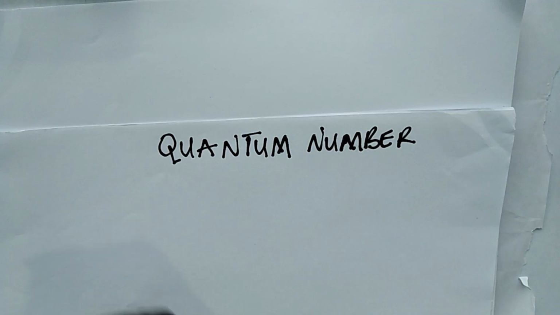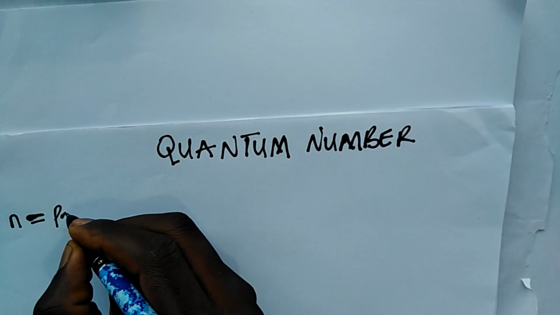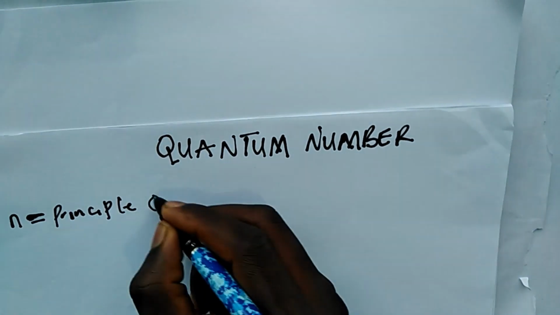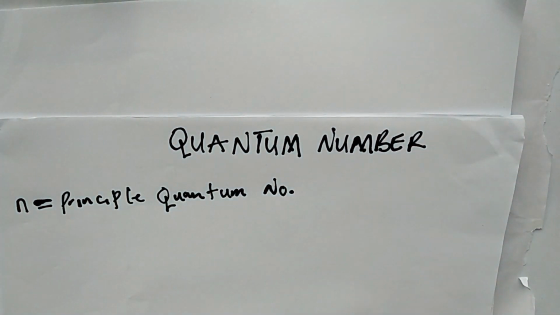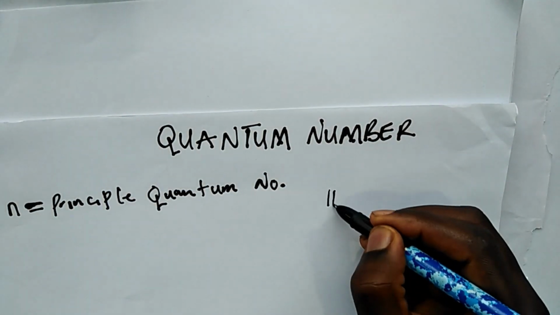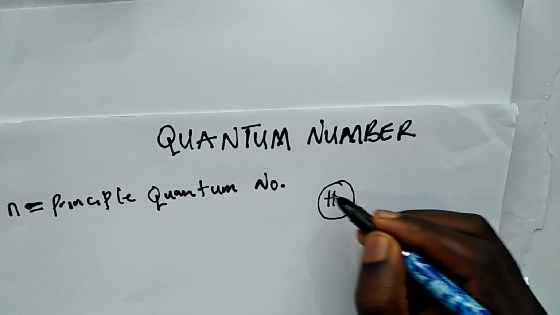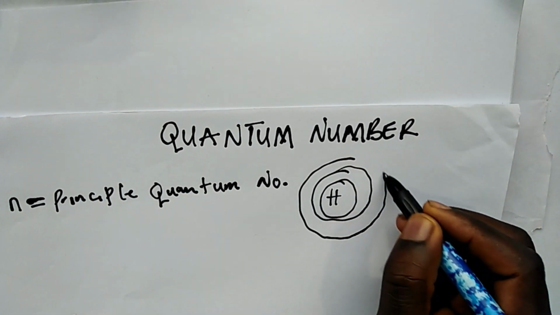So we have the principal quantum number, which has a symbol of N. Now we have the azimuthal quantum number. By the way, the principal quantum number is associated with the energy levels of an atom. So let's take, for instance, hydrogen: I will have the first energy level, second energy level, please forgive my drawing, the third energy level.